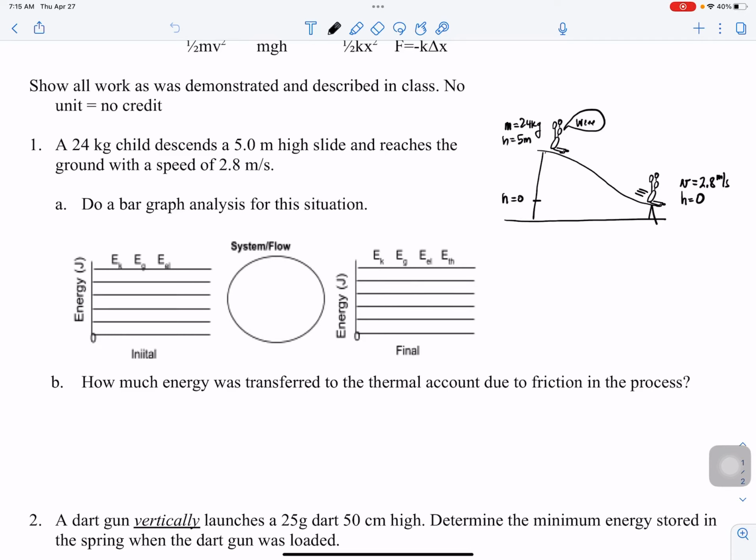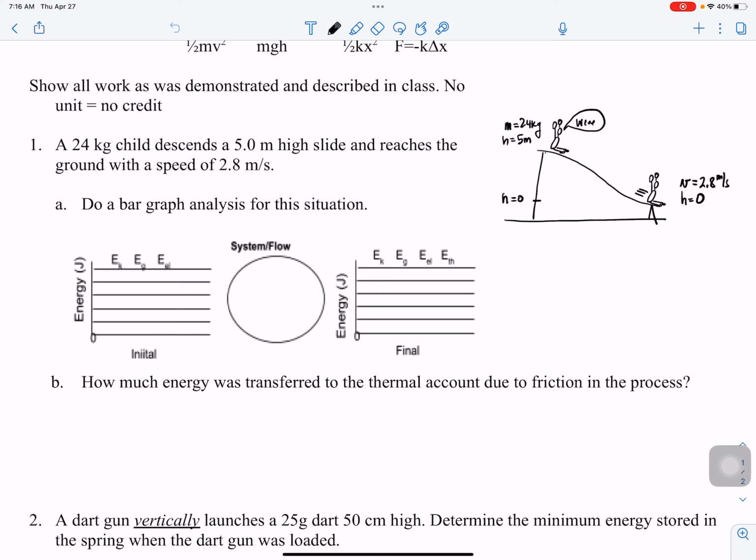So here are the solutions for the quiz that you took. The first problem is a 24-kilogram child descends a 5-meter high slide and reaches the ground with a speed of 2.8 meters per second. So the first thing is to do a bar graph analysis for this situation.